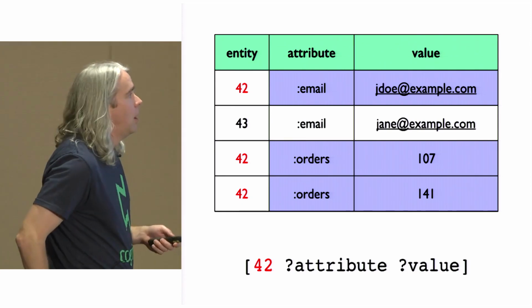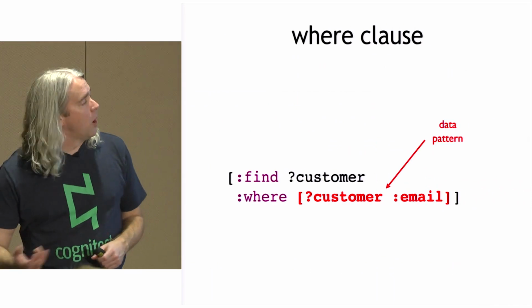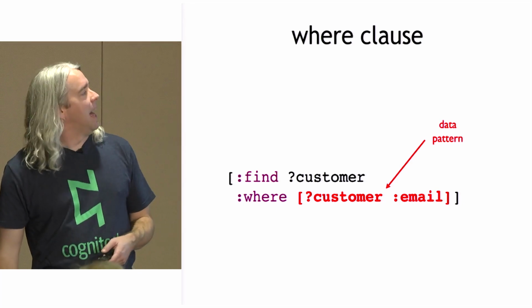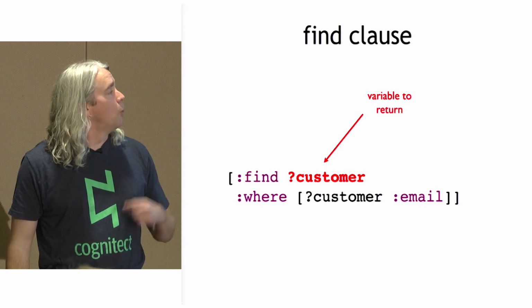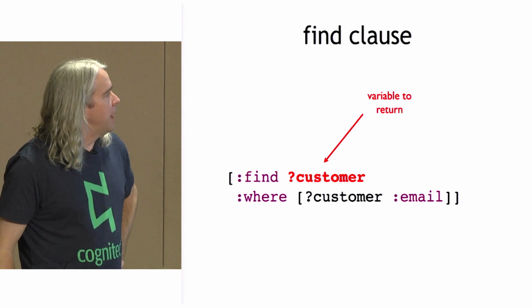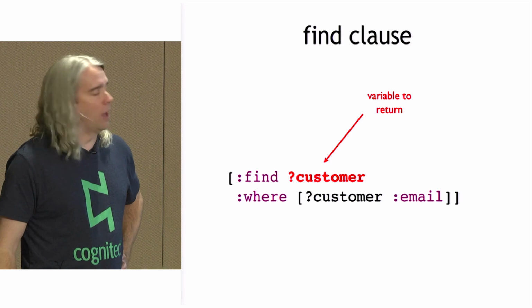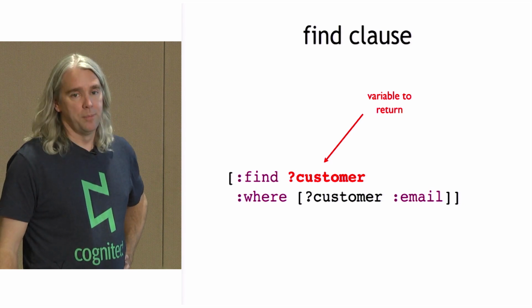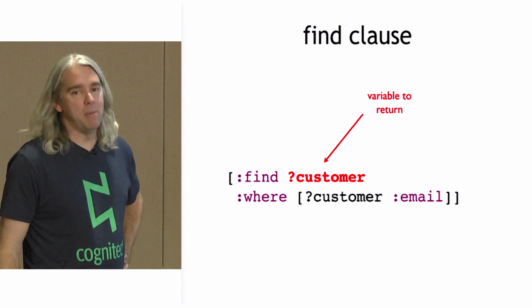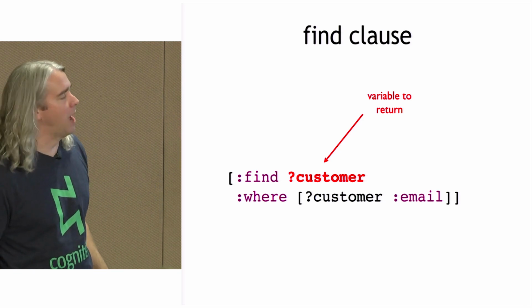These data patterns are then plugged into a where clause. So right now we're going to show a where clause with one data pattern, but in a minute this where clause can have more. And then combined with a find clause that says which variable to return. So this particular query pattern is saying find all the things in the system that have emails and assign them to the variable customer, and then return that variable customer. So this is a little bit like select customer ID from email. Right? If you wanted to just do the little SQL thesaurus in your head, this is select customer ID from email.